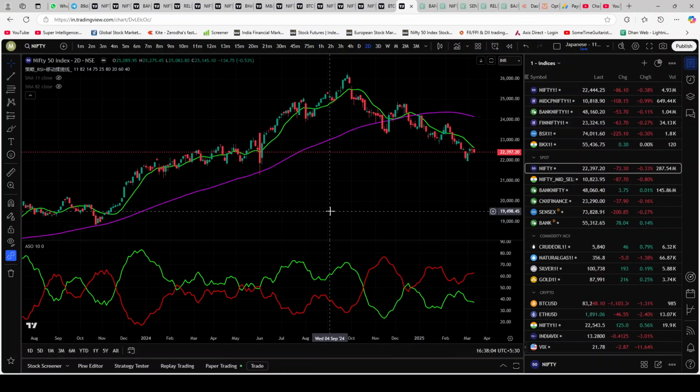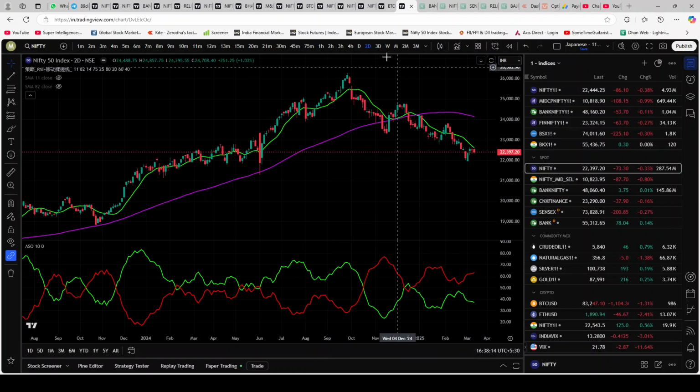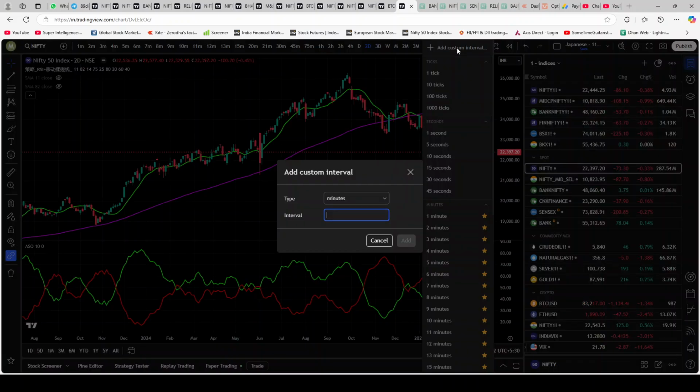This is an indicator that I've used in the past as well, and in the past I have used it on shorter time frames. In this video I'm using it on the 2-day time frame. If you can see over here, you can make your own. 2-day does not come by default. You can go to the time frames over here, click add, and just select a day over here.